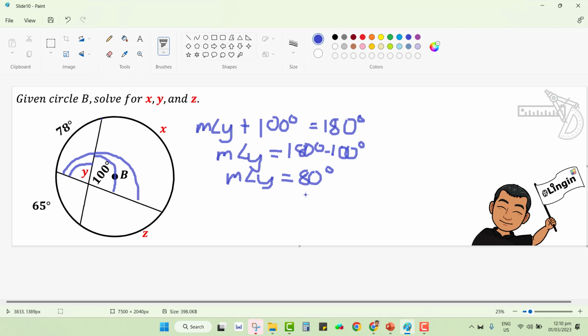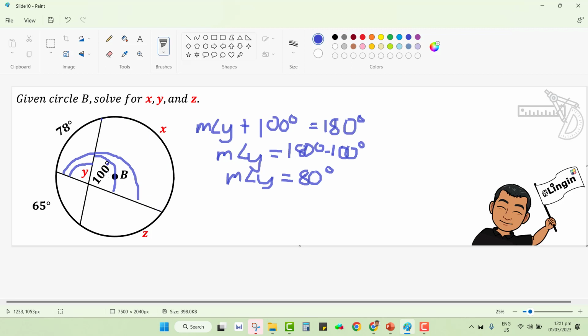Now, we started with this because in solving x and z, we are going to use the same concept, and that concept pertains to angles that are formed by chords, but not diameters. So these two are chords, and we have here two intersecting chords. We have 1, 2, 3, 4 angles, which involve the measurement of y and the given measurement of 100 degrees. If an angle is formed by intersecting chords, its measurement is equal to the average of its intercepted arcs.